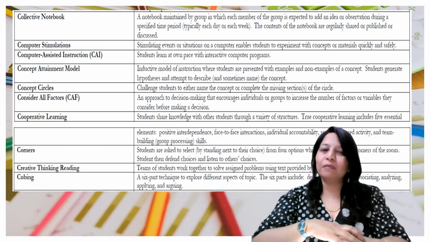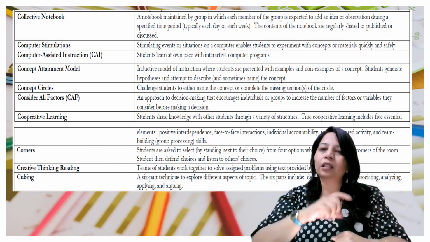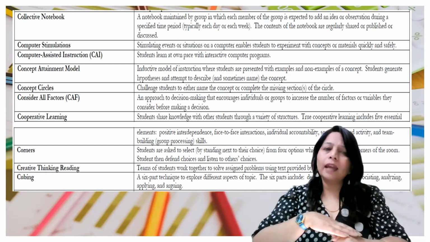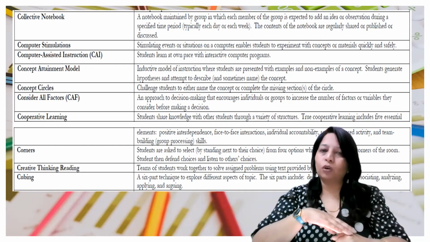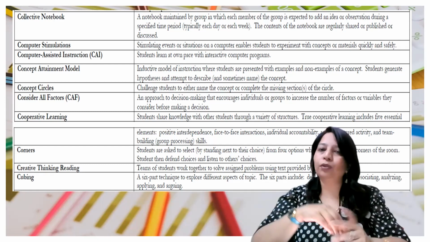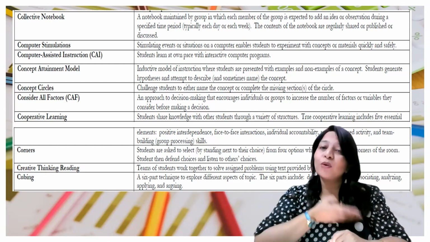Next is the concept attainment model. It is an inductive model of instruction where students are presented with examples and non-examples of the concept. Students generate hypotheses and attempt to describe the concept. This is like the Frayer model that we share with our students, where the children draw the picture, define the item, give examples, and give non-examples. Likewise, in the concept attainment model, we share with our students some examples and some non-examples related to the concept, and we ask our students to develop their own hypothesis about what we are talking about.